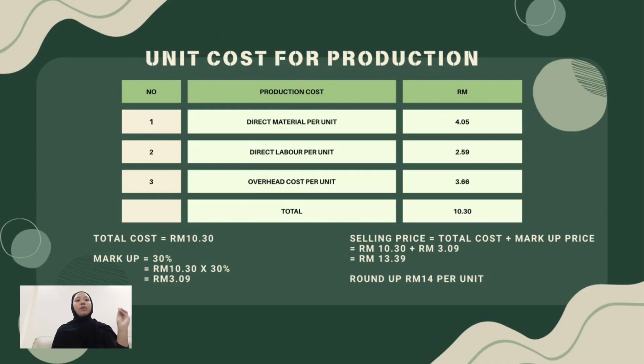So next is our selling price. The formula is total cost plus markup price. So the total cost is 10 ringgit 30 cents, plus the markup price at 3 ringgit 9 cents. So the total is 13 ringgit 39 cents. So we round up our selling price at 14 ringgit per unit for our bouquet flower. So that's all for me. I will pass to the next presenter.